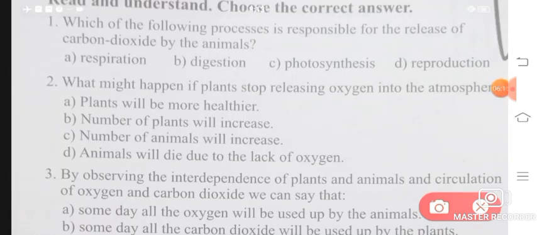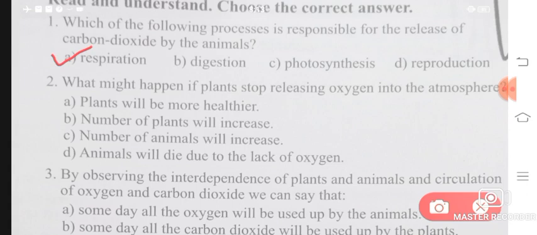Next page is question number 1. Which of the following processes is responsible for the release of carbon dioxide by the animals? Answer is respiration. Respiration ke process se wo carbon dioxide ko release kar lete hain.